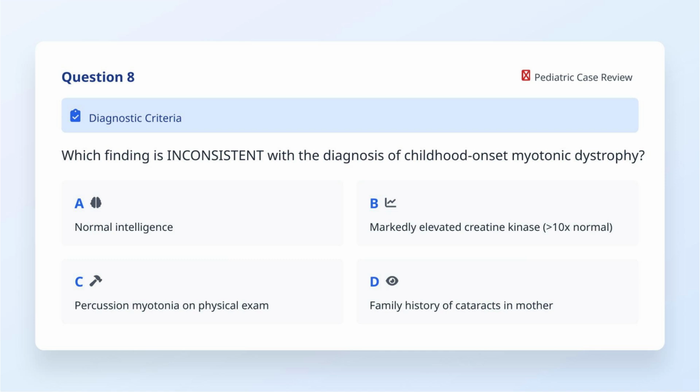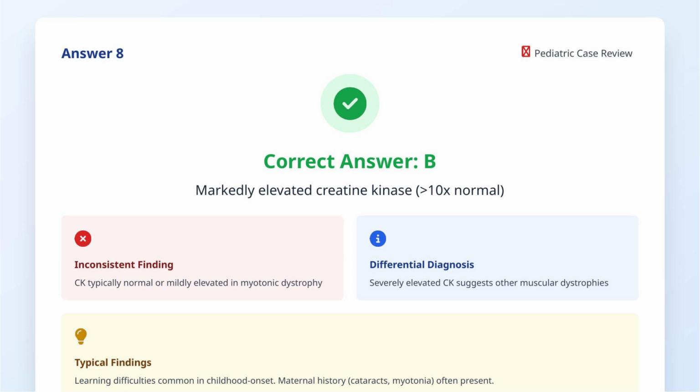Which finding is inconsistent with the diagnosis of childhood-onset myotonic dystrophy? A. Normal intelligence. B. Markedly elevated creatine kinase, more than 10 times normal. C. Percussion myotonia on physical exam. D. Family history of cataracts in mother. The correct answer is B.